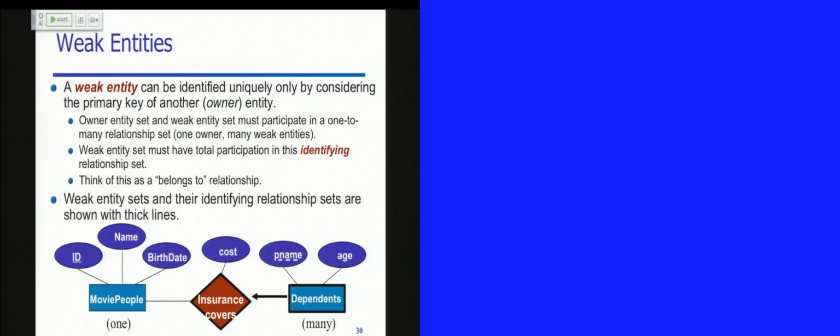Question? But then couldn't you have two dependents with the same P name related to the same movie person? Not here. In my current design, I cannot have two dependents for the same person with the same name. That's good to think about, because assuming that could happen in my database, I would need to come up with a way to resolve that problem. Any other questions?